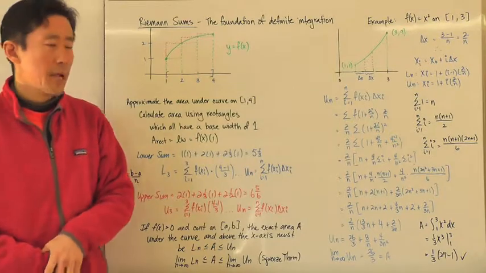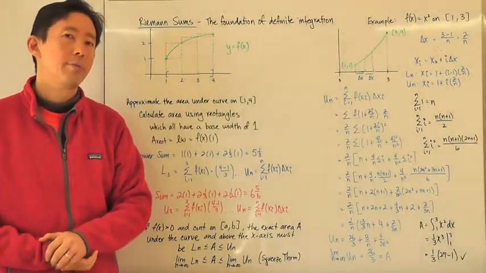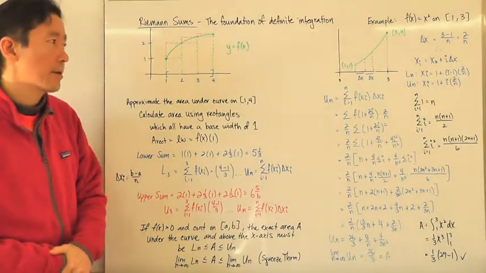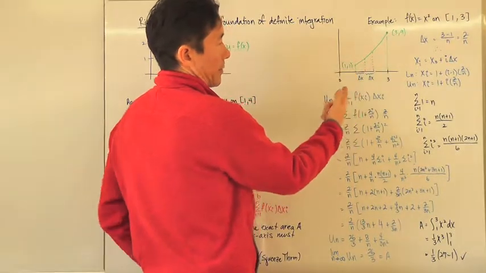Now, how do we go about actually using the upper sum to determine the actual area? Let's take a look at what the graph looks like first.